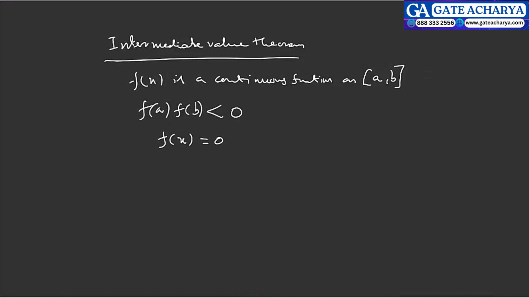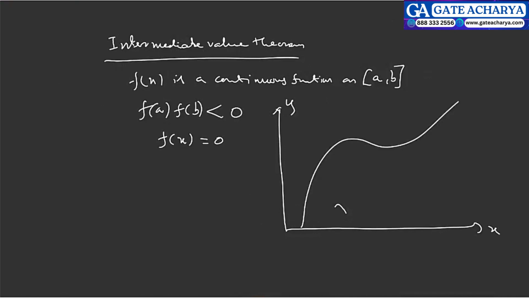Okay, so it is a function, with x and y axes. Here it is our f of x, a continuous function, y equals f of x. Suppose the function extends from here, and there are two points, a and b. Here is f of a, which is positive, and here is f of b, which is negative. One is positive and the other is negative, so both have opposite signs.